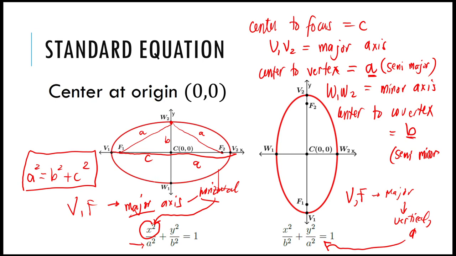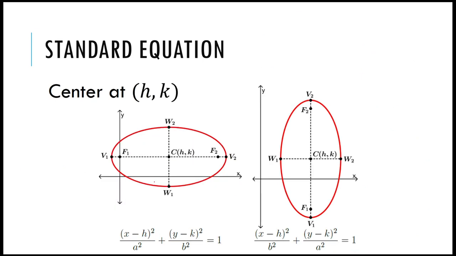Sir, paano po kung yung equation natin or yung ellipse natin is wala na sa origin? Okay, we can generalize this equation to any point hk, kagaya ng ginawa natin sa parabola at sa circle, lalagyan lang natin ng minus h and minus k dun sa loob ng x bago natin siya i-square. Ayan. This is the same way sa mga ginagawa natin sa circle and parabola. Ganyan din po sa ellipse. And mamaya, ganun din sa hyperbola.